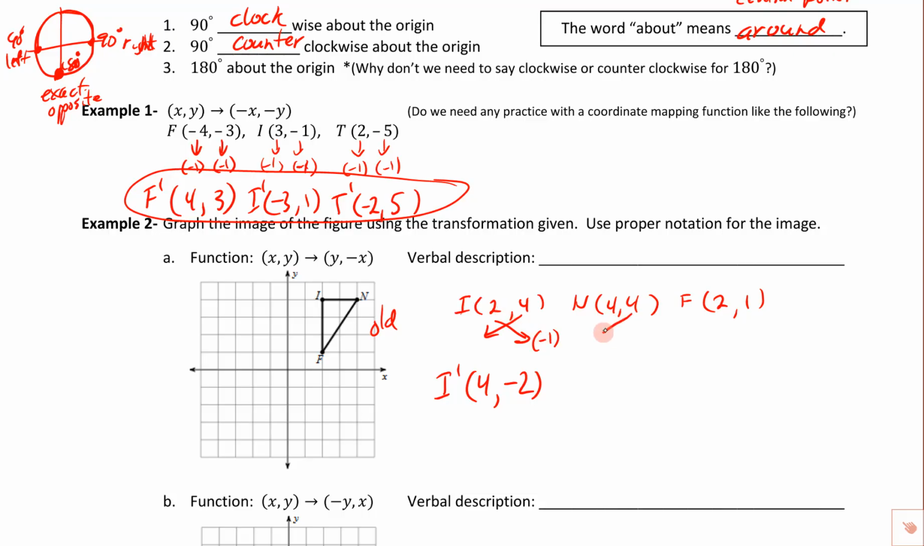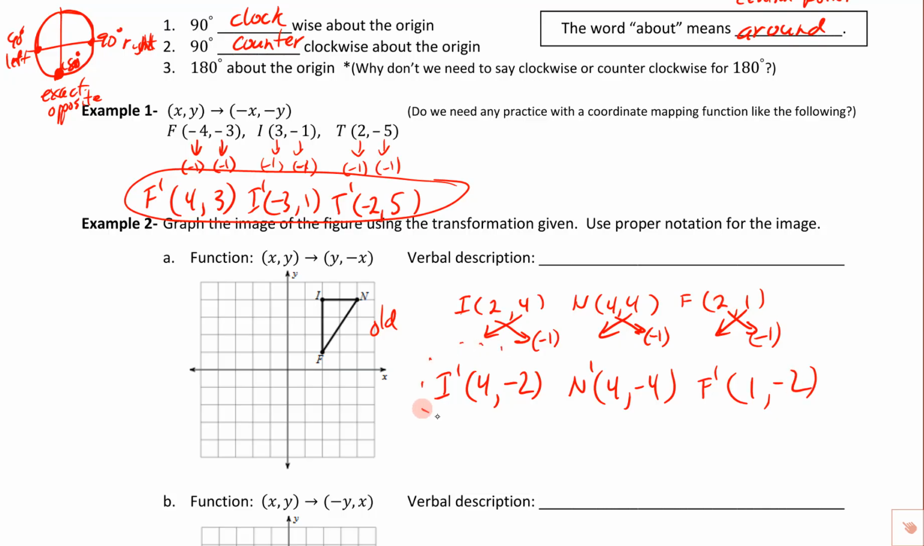Let's do the same thing again. We're going to switch this one over here, and we're going to multiply this one by negative 1. So N prime is going to be, move the y over here, that's a 4, and multiply the 4 by a negative, so that's going to be negative 4. Same thing again. These transformations are the same every single time. So move the y over here and multiply this one by negative 1. So this is going to be F prime. So we get a 1 comma negative 2.